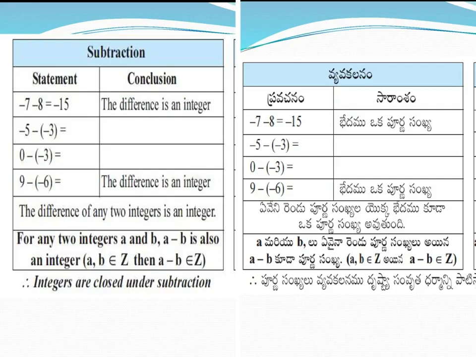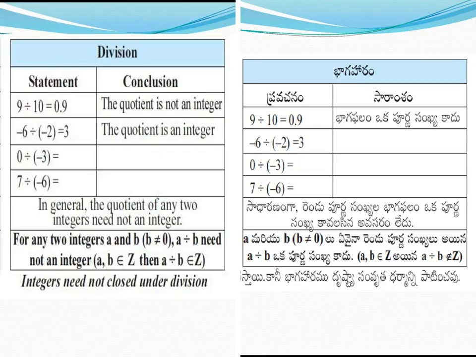Next we observe the second table, division. We will take 9 and 10. 9 is one integer, 10 is another integer. Then dividing 9 by 10, we will get the quotient 0.9. This is not an integer. So what is the conclusion? The quotient is not an integer.